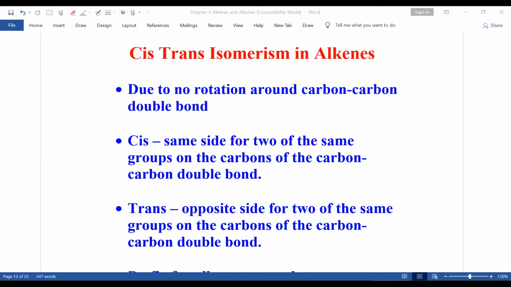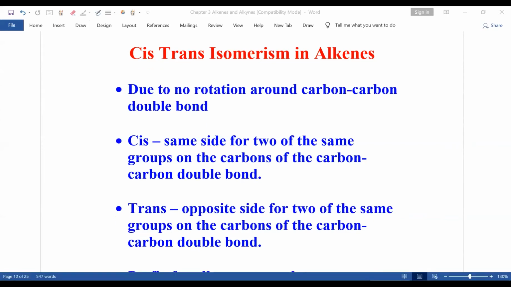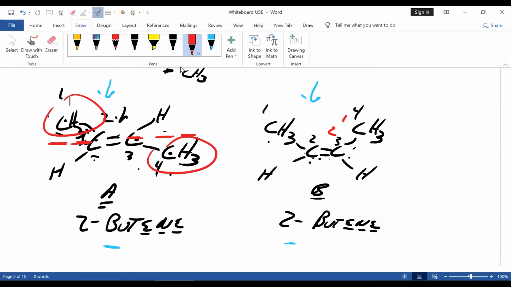So let's go back to our diagram. And notice, if I were in class, I'd show you with a pencil, but here's my plane. Let me do it in red. And notice these two methyl groups are on opposite sides of this red line. Same thing with the hydrogens.